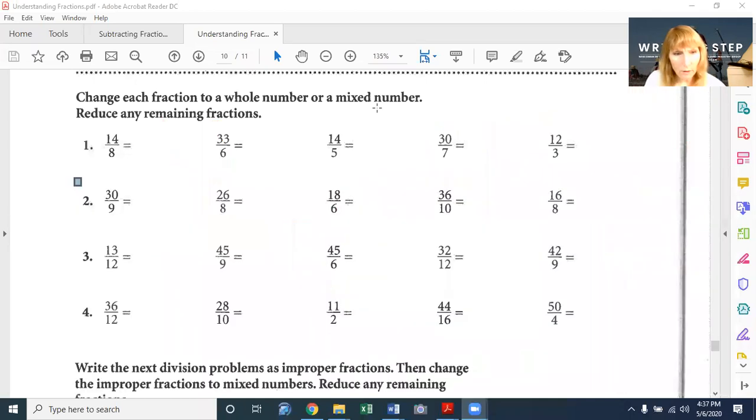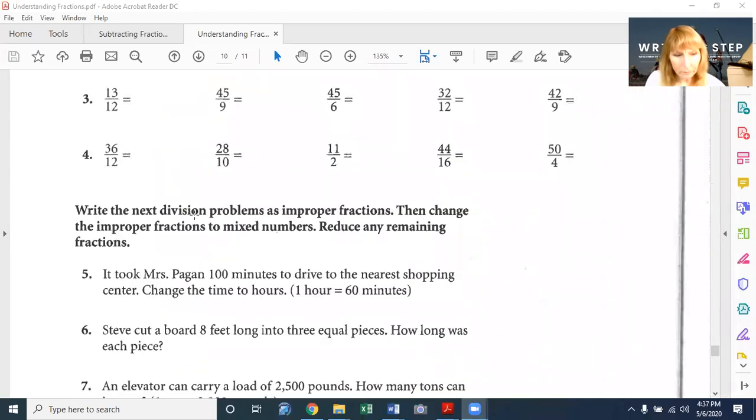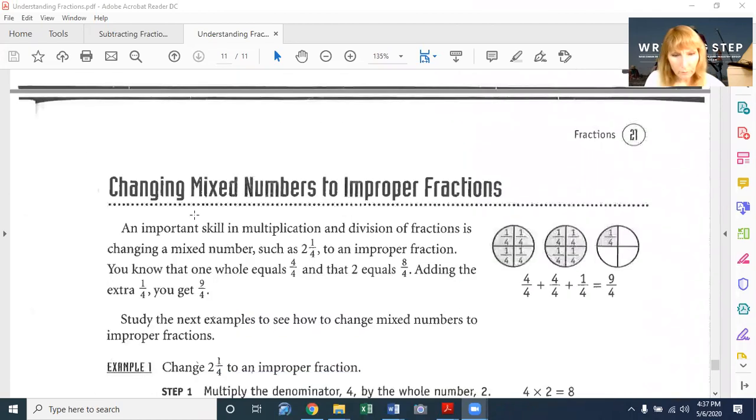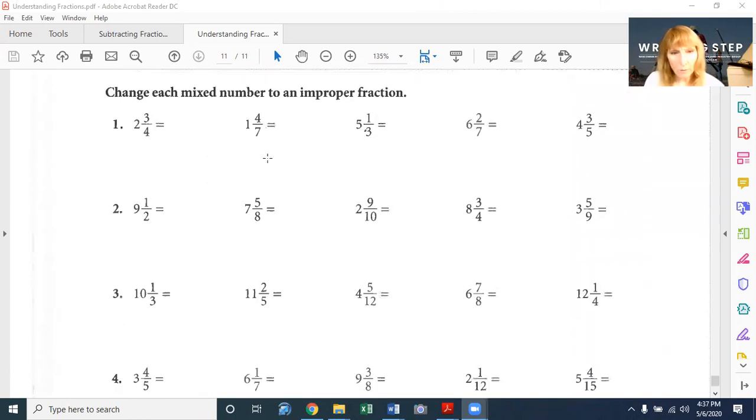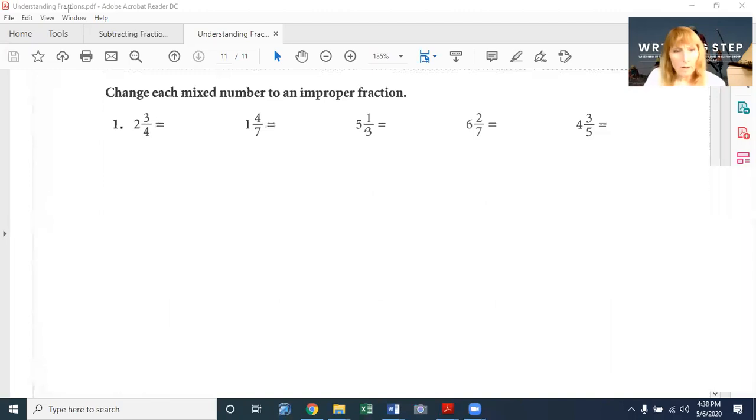And now let's go the other direction. Changing mixed numbers to improper fractions. So let me show you how this one works. I'm going to cover up some things here again. And I'm going to do pictures again because it's important to see what we're actually doing and to visualize it. So this is 2 3/4.